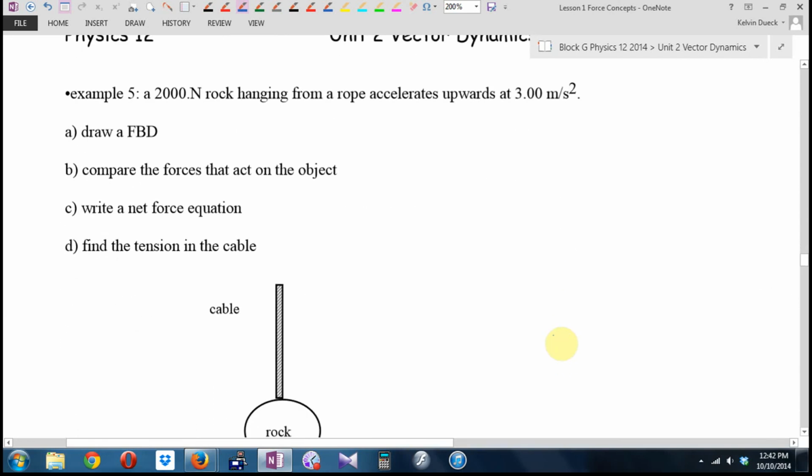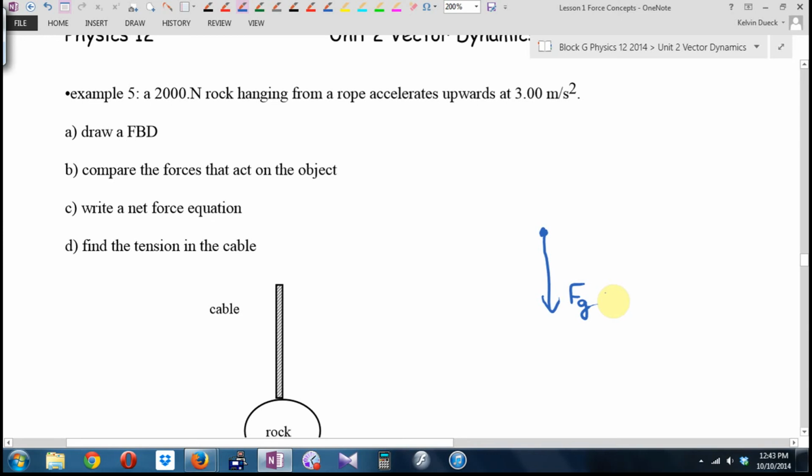Example 5. A 2,000 Newton rock hanging from a rope accelerates upwards at 3 meters per second squared. Okay. A says, draw a free body diagram. We represent the rock with a dot. There's the rock. What are the forces acting on this rock? Get the obvious one. I am big on get the obvious ones first. So I have gravity pulling it down.